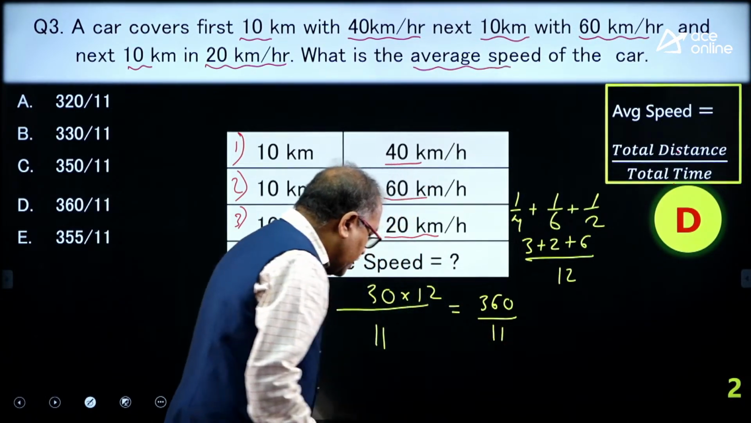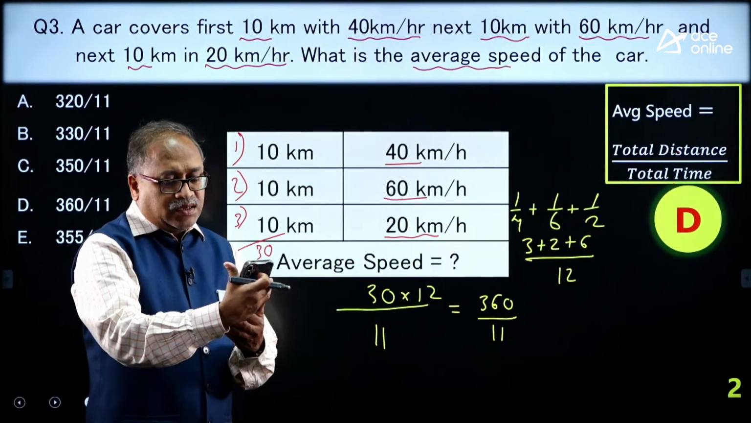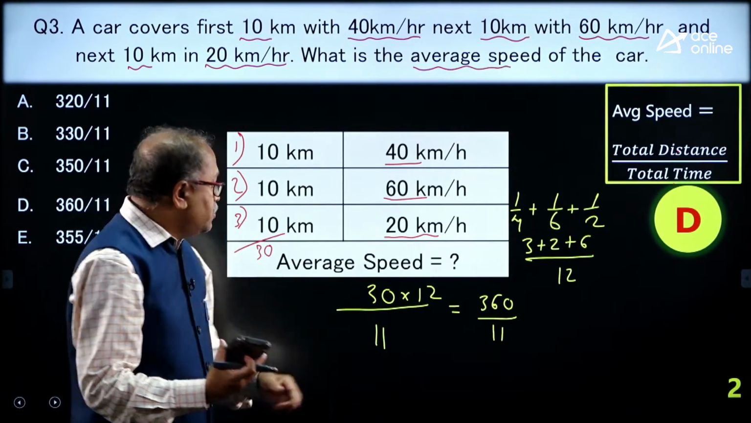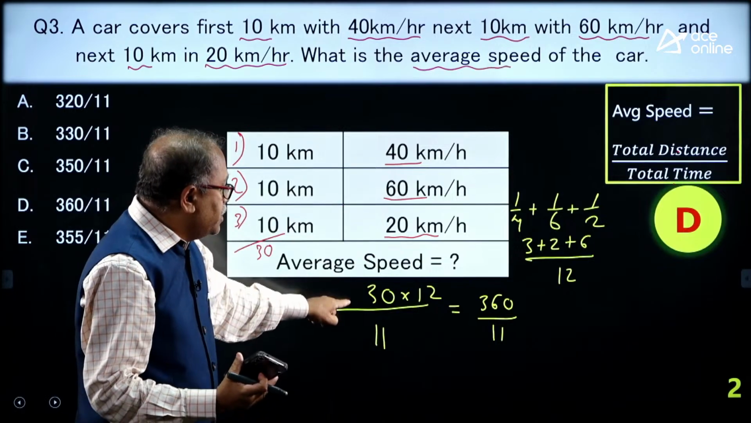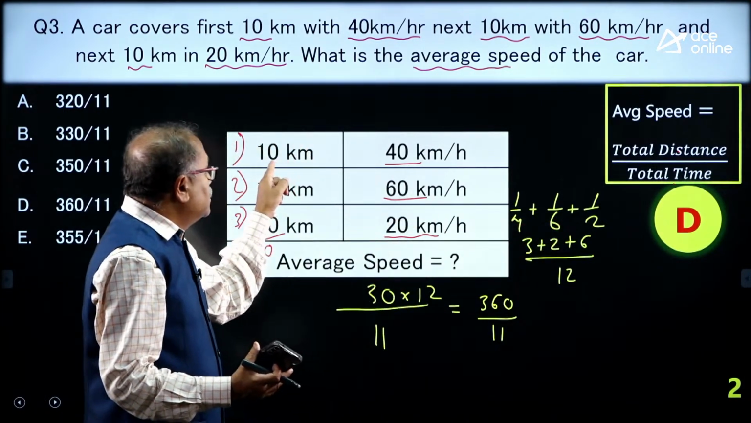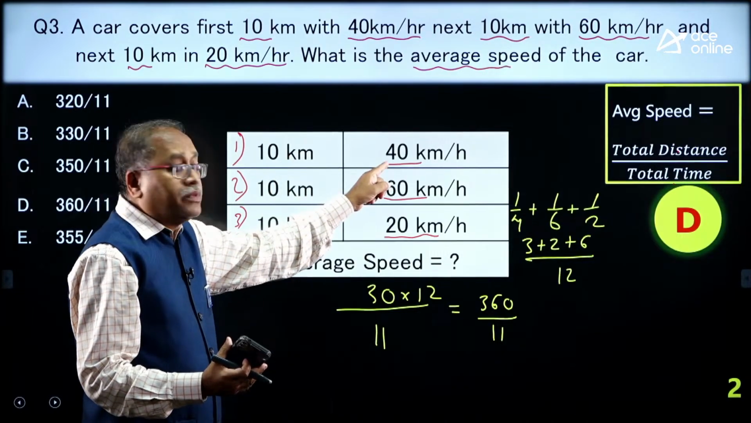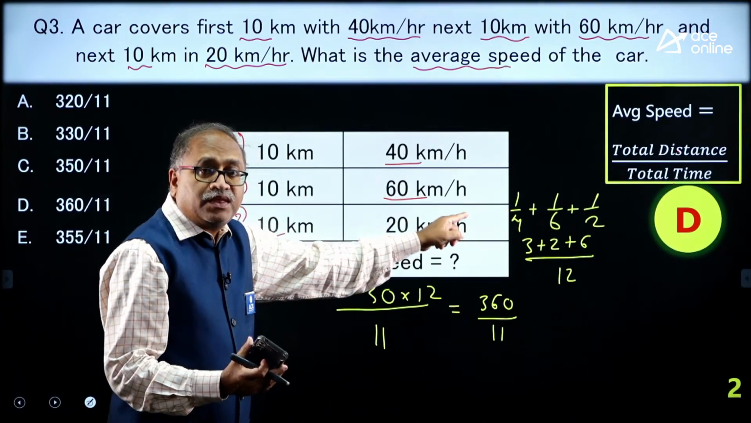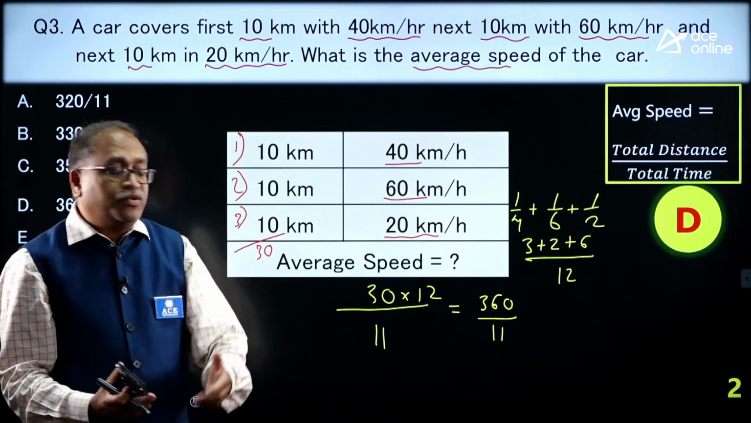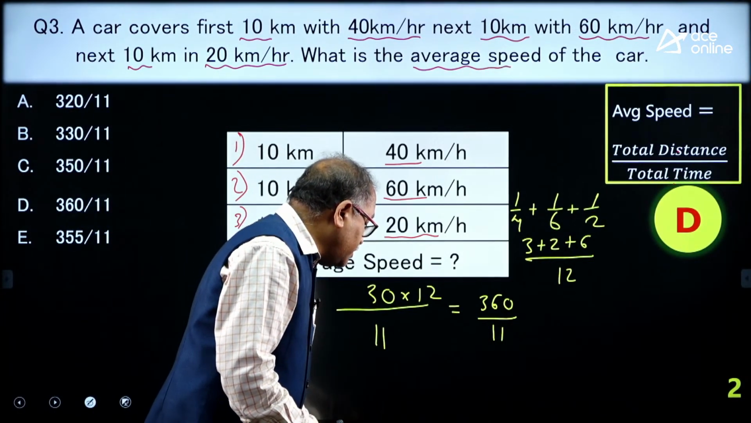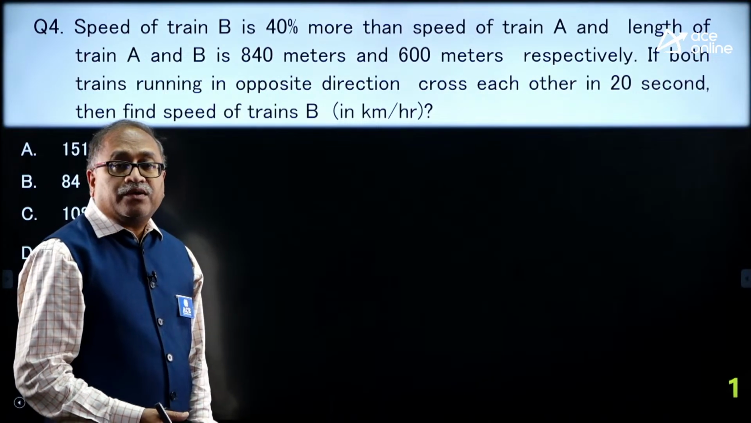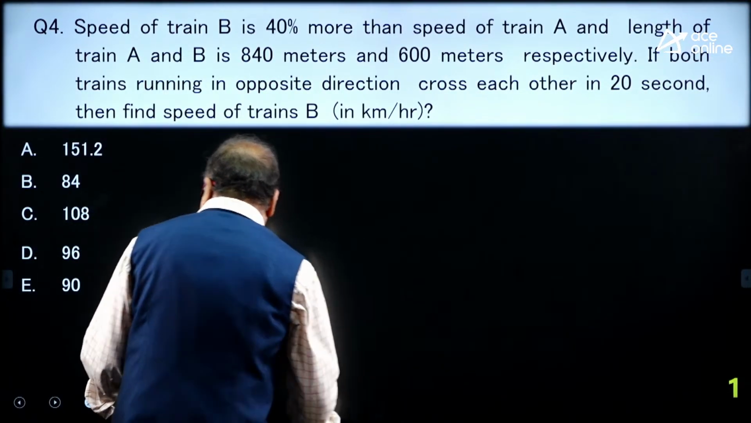360 by 11 is your answer. Yes, some of you have answered the question, or you understood it, that average speed is total distance by total time. How did I get the total time? The time 1 is distance by speed, 1 by 4. The same way time 2, time 3 and the total time. Now, I am moving on to the third question, and that is here. Okay. We will read it coolly, do not worry.